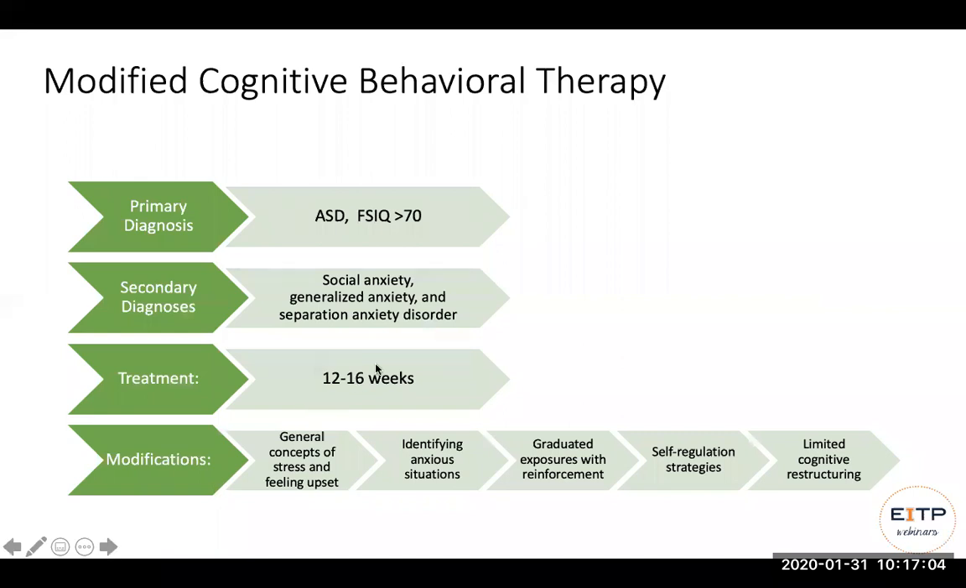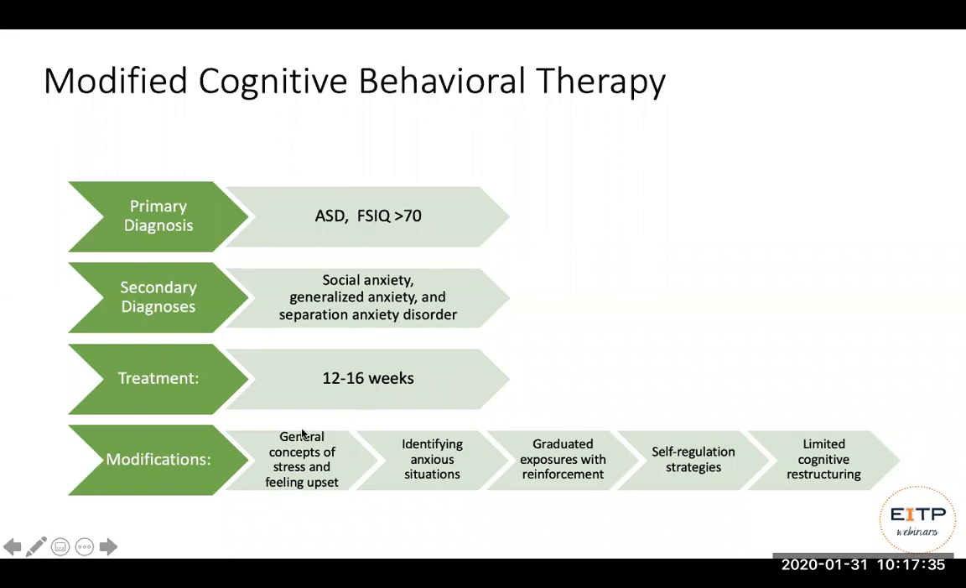So what to do with people with anxiety? Modified cognitive behavioral therapy is the way to go for people with autism and anxiety. But they need to have at least an IQ of 70. It doesn't work in people with intellectual disabilities because they won't be able to get it. And it works for different types of anxiety. Ideally, it should be 12 to 16 weeks.